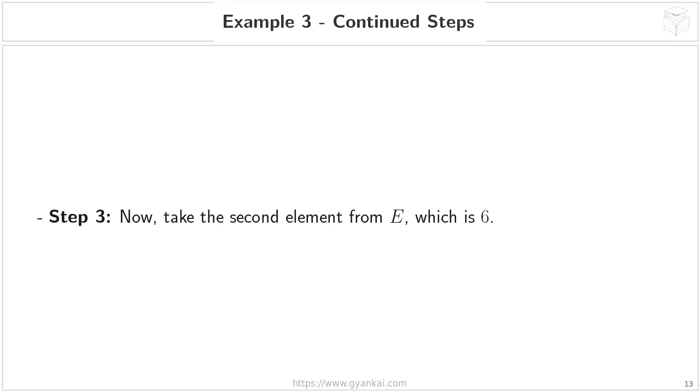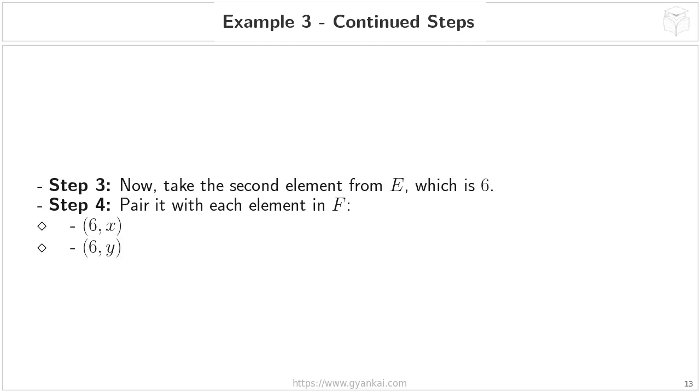We're going to take the second element from set E, which is 6. Then in step 4, just like before, we pair this 6 with each element in set F. So, we create the ordered pair 6, x, and then we create the ordered pair 6, y. Remember, the order within these pairs is important. 6, x is a different ordered pair than x, 6.